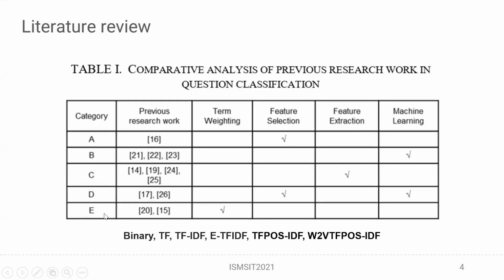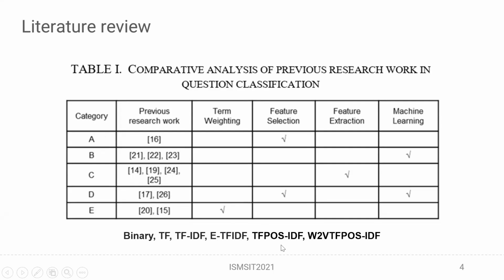So the E category, the same researcher in different papers, has improved the term weighting over TF-IDF by giving appropriate weights to the verbs and nouns. So these two papers: ETF-IDF, TF, and the embedded. The binary TF and TF-IDF were studied previously.